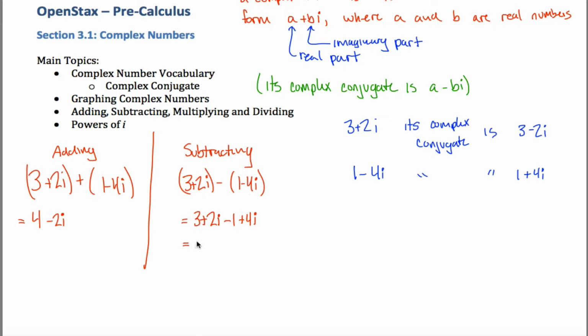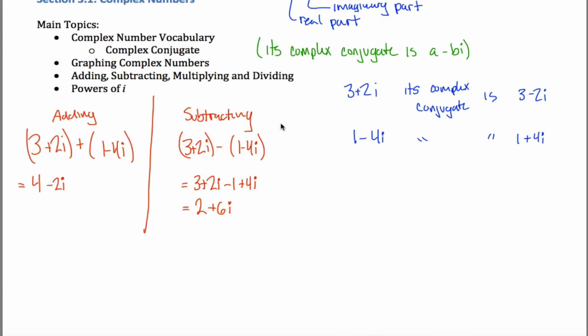I got a 3 and a -1, combine those, you get a 2. I got a 2i and a 4i, combine those, you get a 6i. Wouldn't it be nice if subtracting complex numbers were that easy? In fact, it is. This is your answer, 2 plus 6i. Note that you might go through those steps and write 6i plus 2. Which is fine, it's equivalent to your answer, but it's not your answer because this is not in a plus bi form. Remember, a complex number is supposed to look like this. This doesn't look like that. So my answer would be this thing up here.